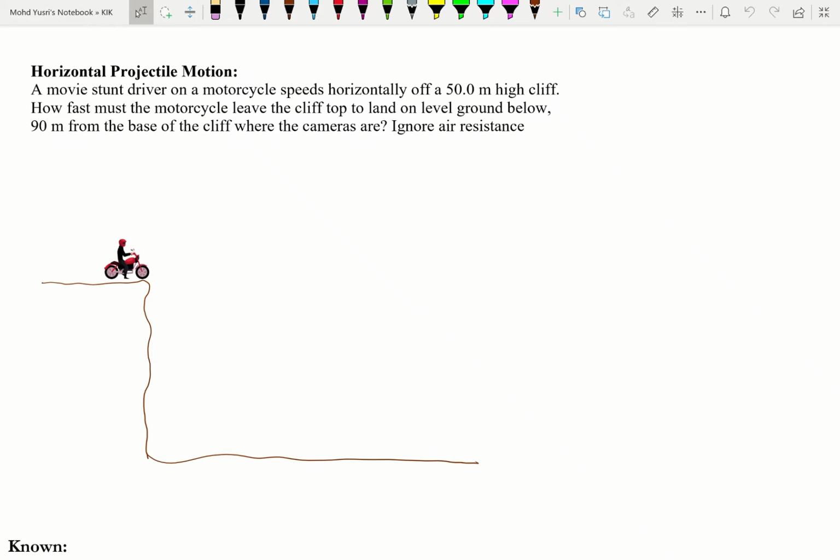Ignore air resistance. The first step to solve this problem or any physics problem is to visualize the problem. In other words, we need to translate the words into a diagram. The diagram below shows the rider on top of the cliff. However, this diagram is not useful if we did not label important information given in the questions. Let's label the diagram.